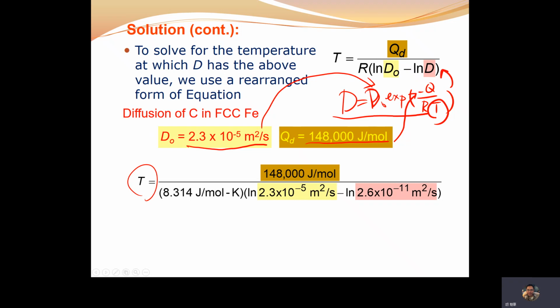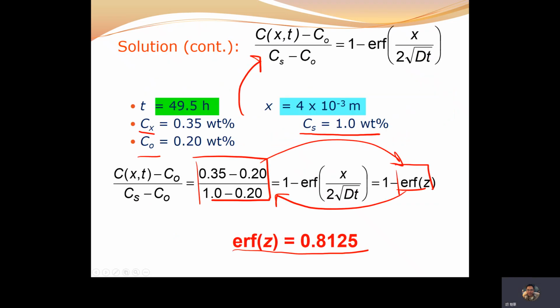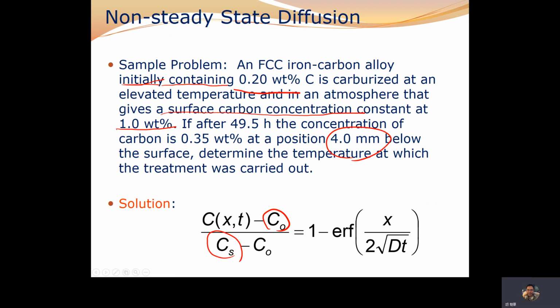The temperature is about 1027 Celsius. That is the elevated temperature we were asked to determine. So this FCC iron-carbon alloy is heat treated at 1027 Celsius for 49.5 hours to carburize its surface.